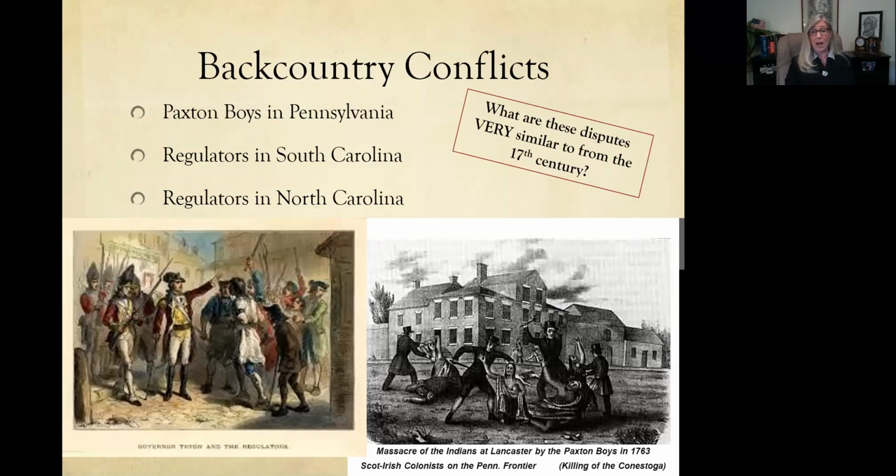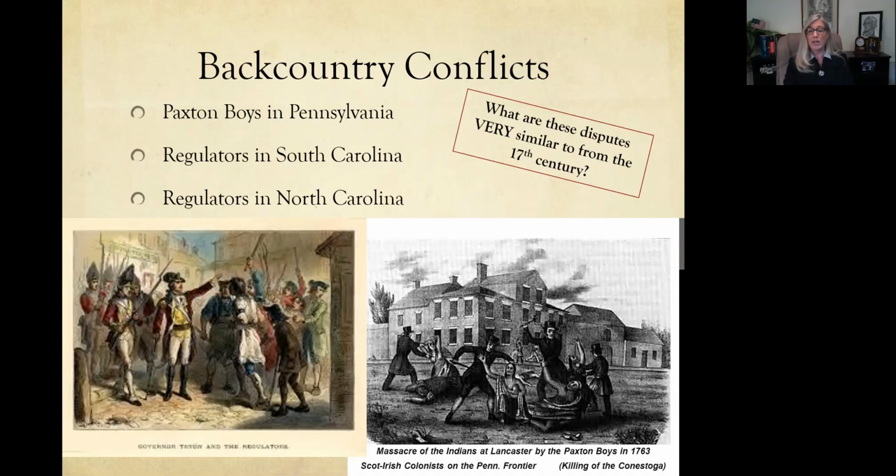There's also fighting that breaks out in the backcountry. We mentioned the backcountry meaning more of that frontier area of the colonies. There are three different areas of rebellion at about the same time, between the end of the French and Indian War and 1766. These three groups of people are frontiersmen in their various colonies who are fighting against and rallying against the control that the aristocrats have in the government and in the economics of their colony. The first and probably the most famous of the groups would be the Paxton Boys, also in 1763.